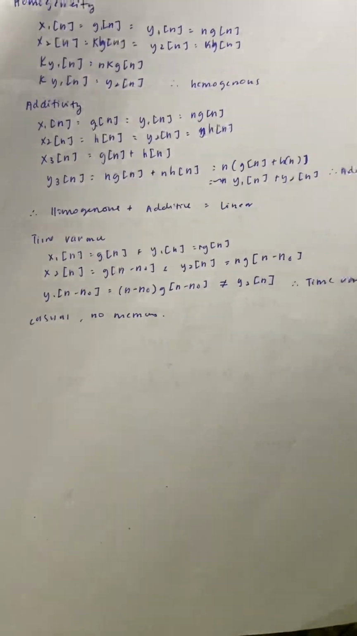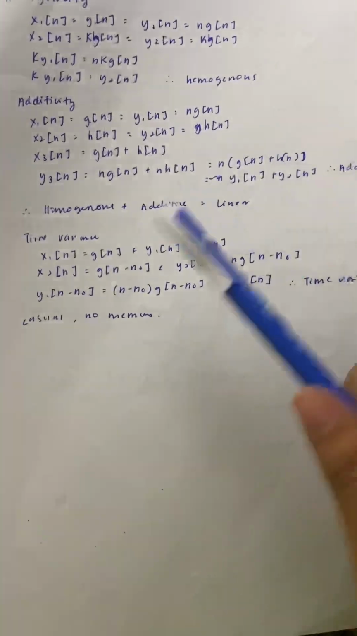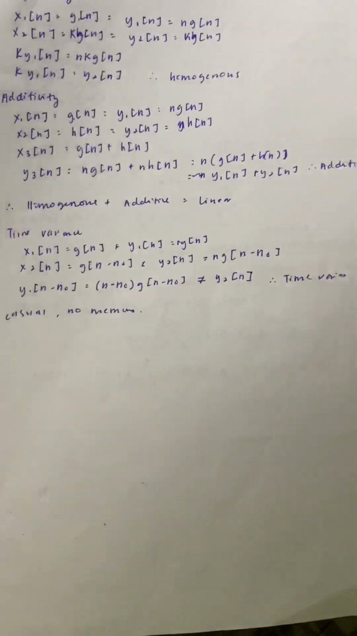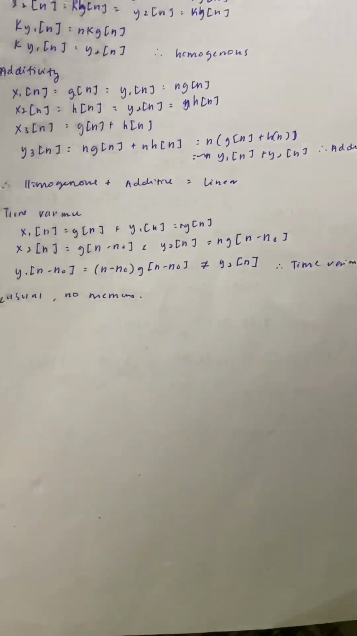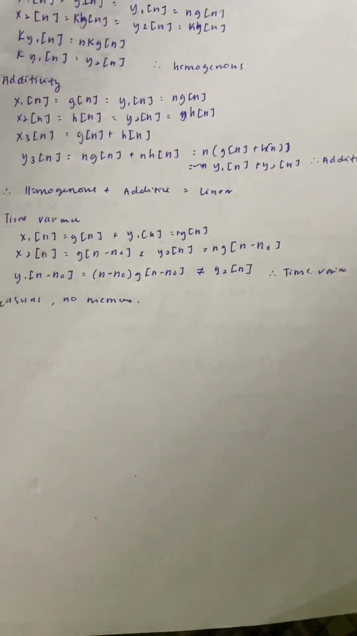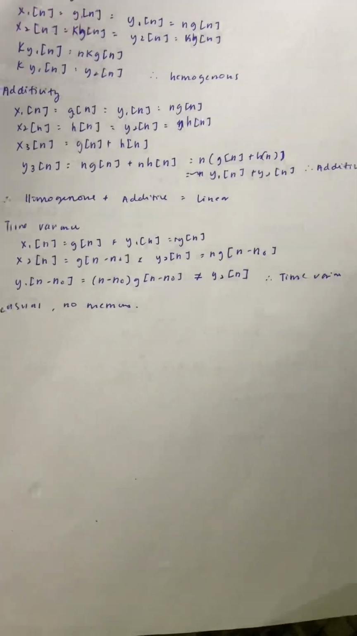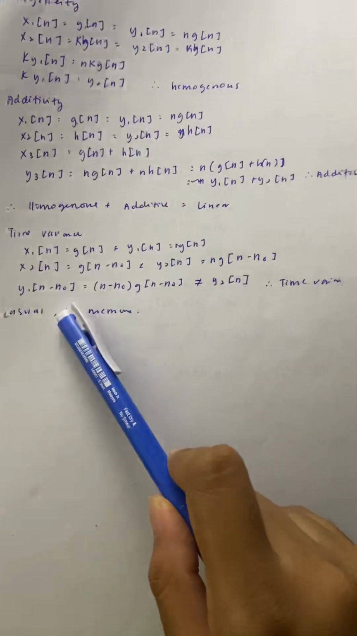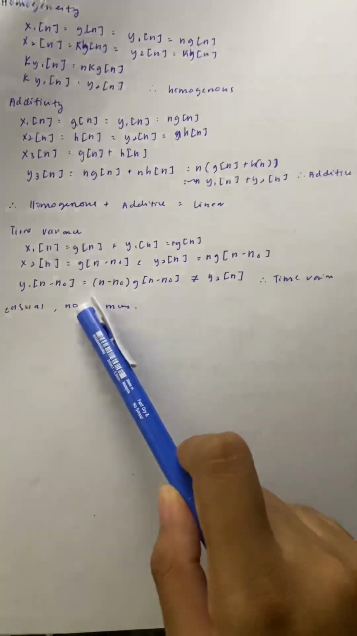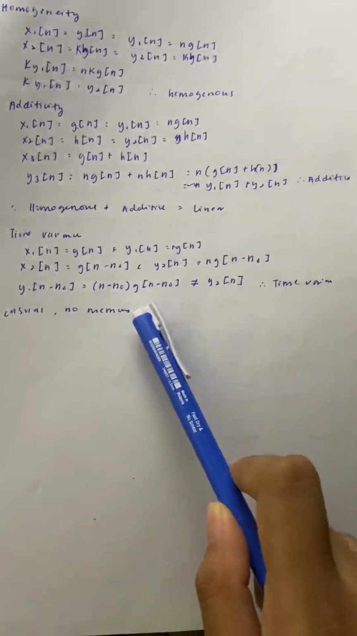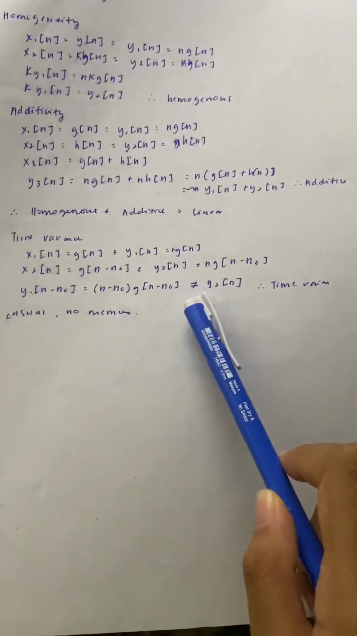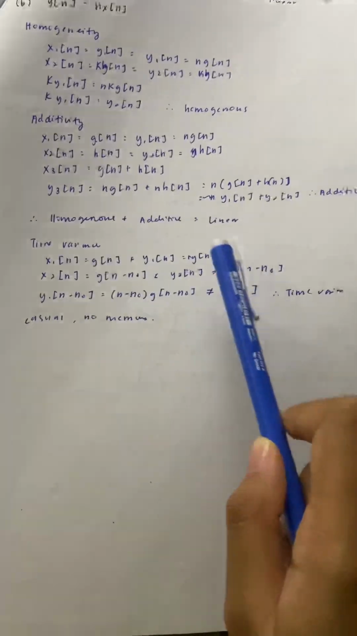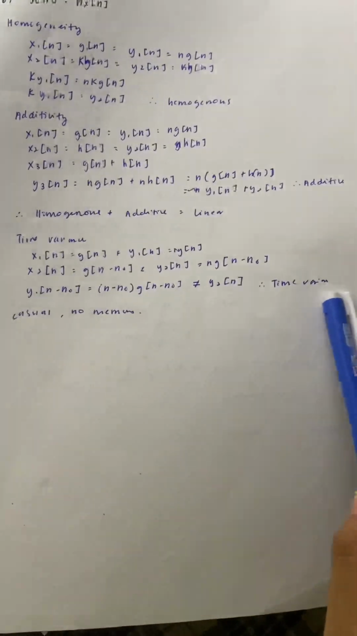And then for the time invariance, a DT system is time invariant if the time shift in the input results in the same time shift in the output. So as we can see here, it is time variant because y[n - n0] equals (n - n0) g[n - n0], which is not equal to y2[n]. Y2[n] is this one and it's not equal to this one. So it is time variant.